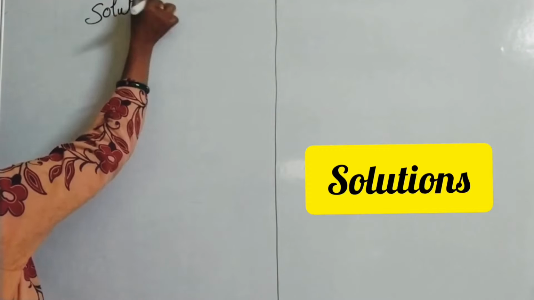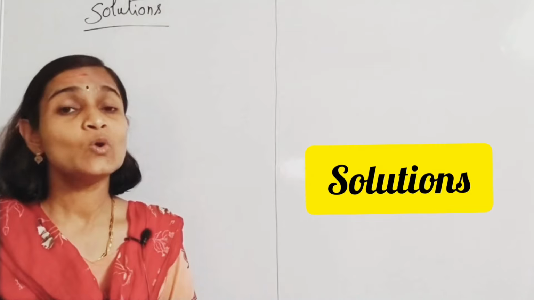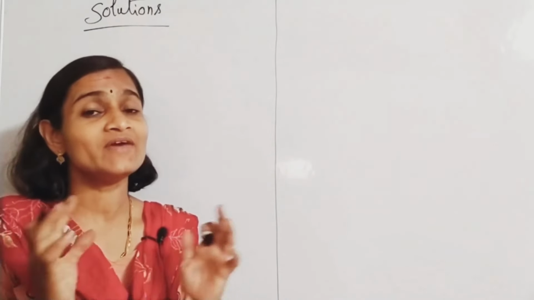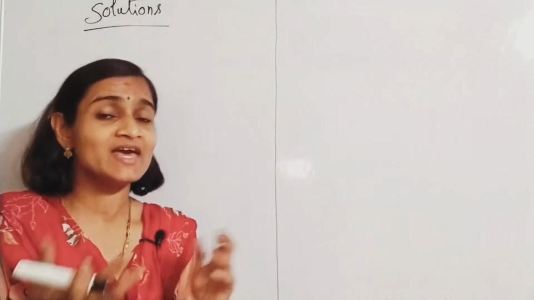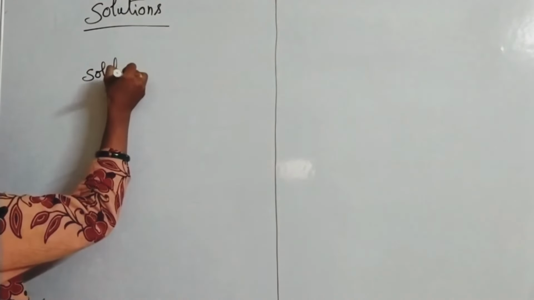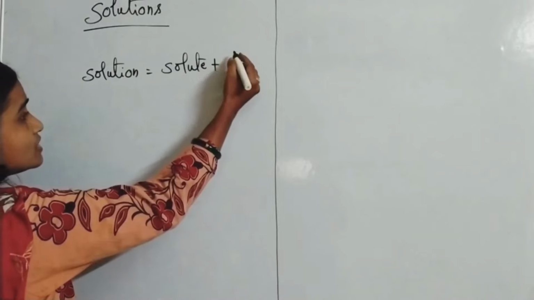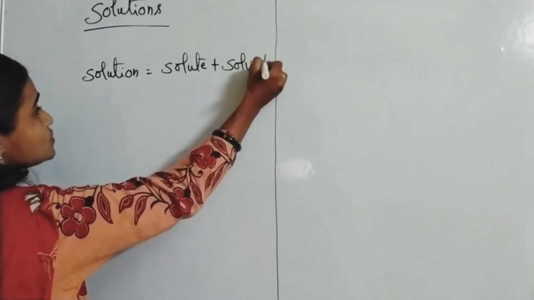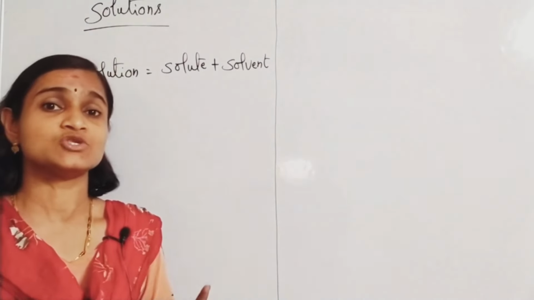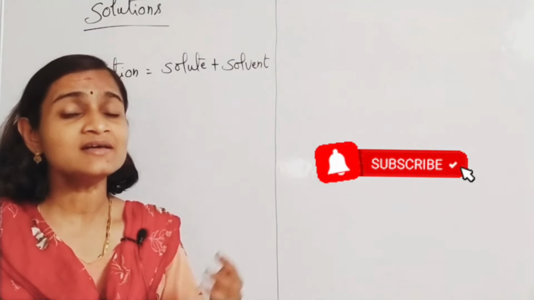So you all know what solutions are. A solution is defined as a homogeneous mixture of two or more substances whose composition can be varied within certain limits. Solution is equal to solute plus solvent. Solute plus solvent gives rise to a solution. It's a homogeneous mixture. All solutions are homogeneous mixtures, not heterogeneous, and their composition can be varied within certain limits.